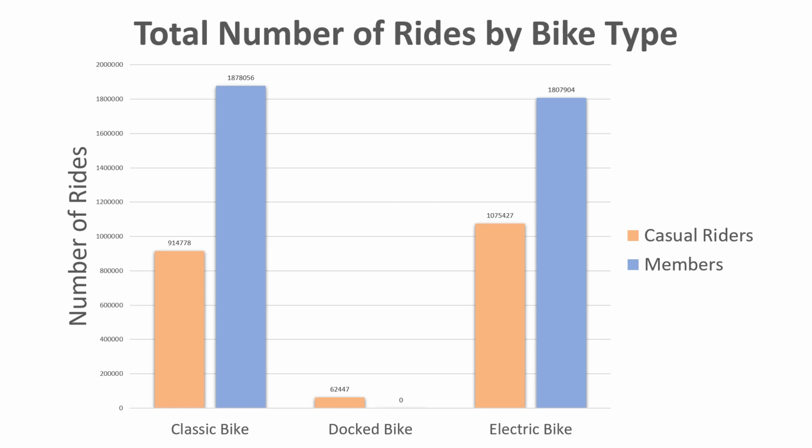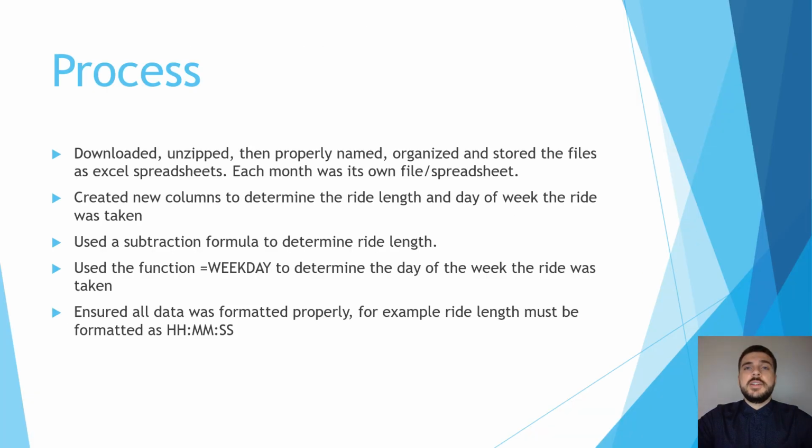Now I'm going to go over the process and the steps I've used to achieve these results. First, I downloaded and properly named, organized, and stored the files as Excel spreadsheets. There were 12 spreadsheets, one for each month. Then I created new columns to determine the ride length and the day of week the ride was taken.